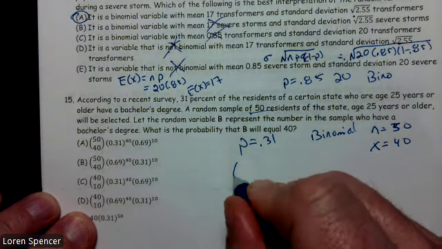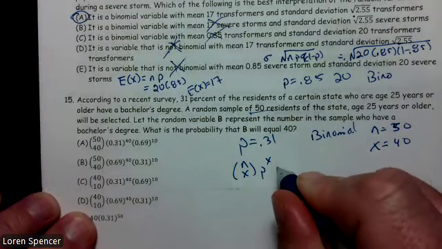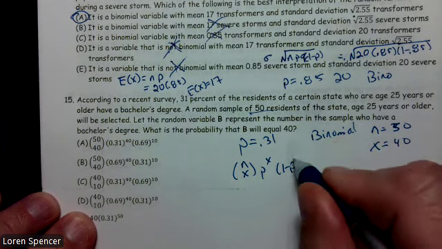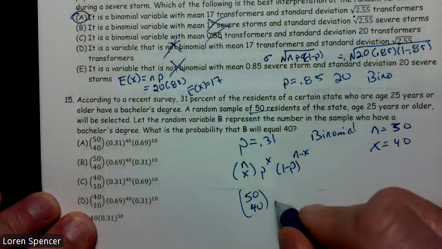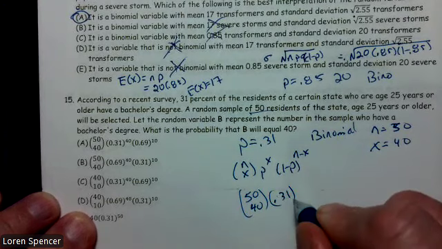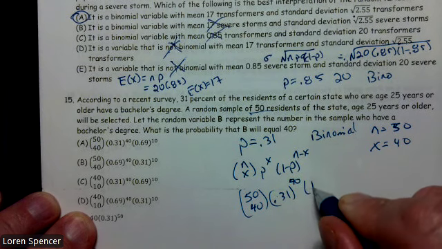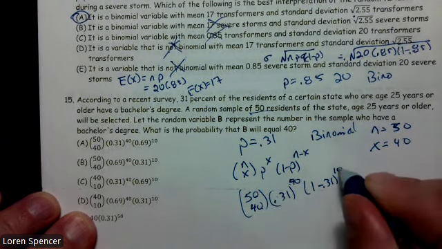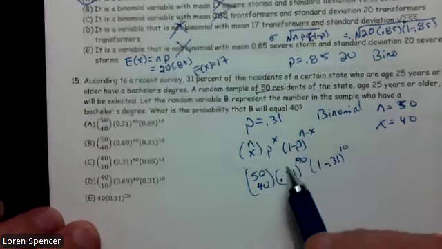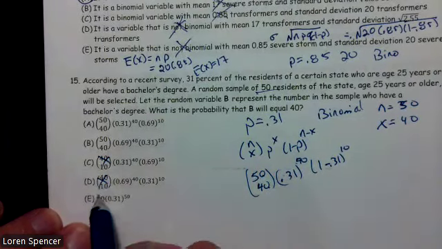And remember, it's N choose X, probability to the X, 1 minus P to the N minus X. So in this case, 50 choose 40. The probability that they have it is 0.31 to the 40th power. 1 minus 0.31. 50 minus 40 is 10. So we're looking for something that looks like that. First off, 50 choose 40. That gets rid of this. That gets rid of that. And I don't know what this is.